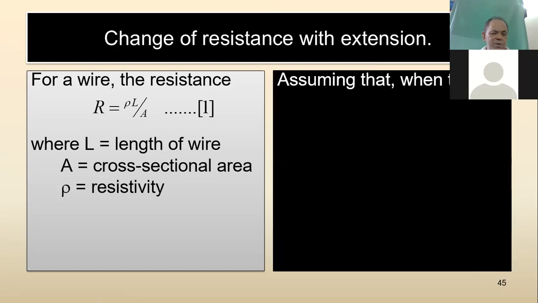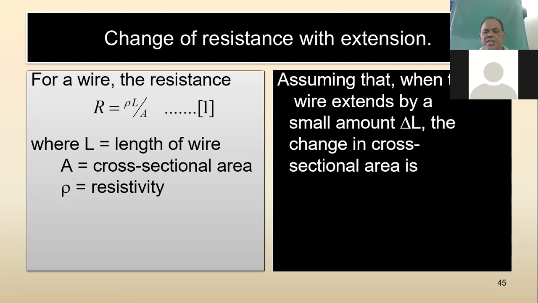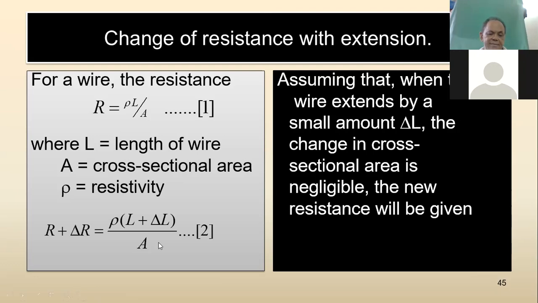We want to make the math simpler, so we assume that when the wire extends by a small amount, delta L, the change in cross-sectional area is negligible. That means no change in cross-sectional area. The new resistance will be given by that. It means if we increase the length by a small amount, the resistance will also increase by a small amount, delta R.